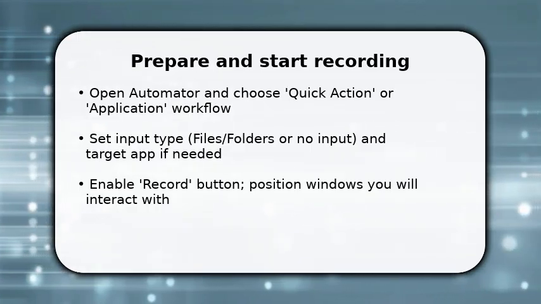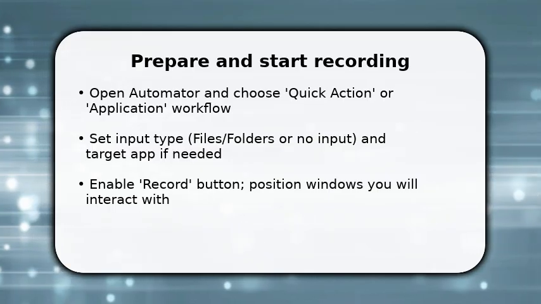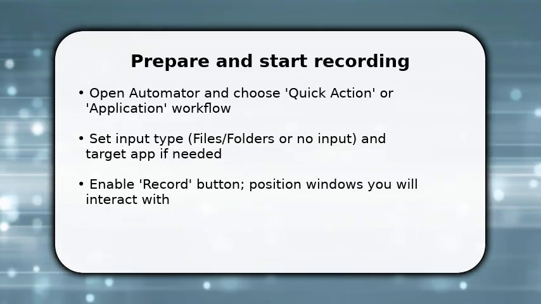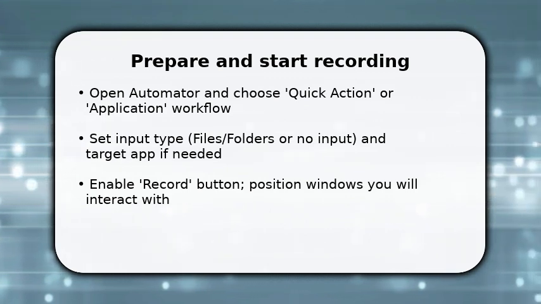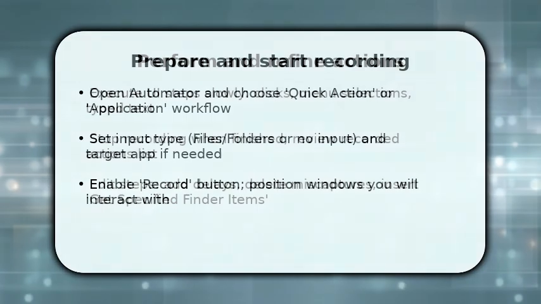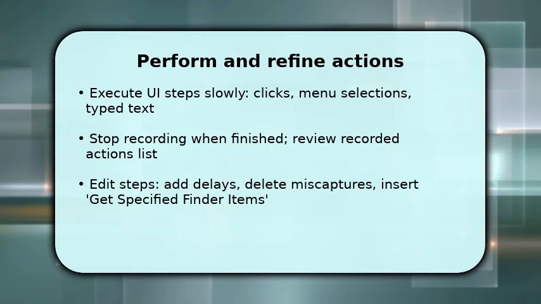Press the record button to capture clicks and typing. You must perform each step deliberately so Automator logs the correct UI actions. You should perform each interaction slowly and clearly. Click, choose menus, type text, and navigate dialogues so Automator captures every UI event.